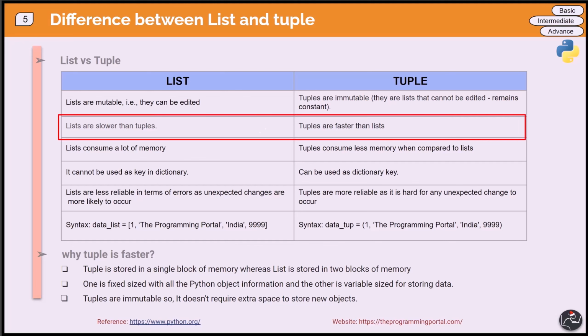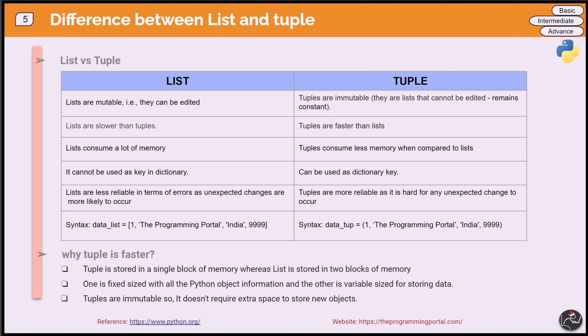The main reason why lists are slower is because lists are stored in two blocks of memory. One block is fixed size, which contains Python object information, and the other is variable size for storing data. Whereas a tuple is stored in a single block of memory. And why does it not require two blocks? Just think a bit. Because tuples are immutable, they do not require extra space to store new objects. Now you know the reason why lists consume more memory and are slower than tuples.